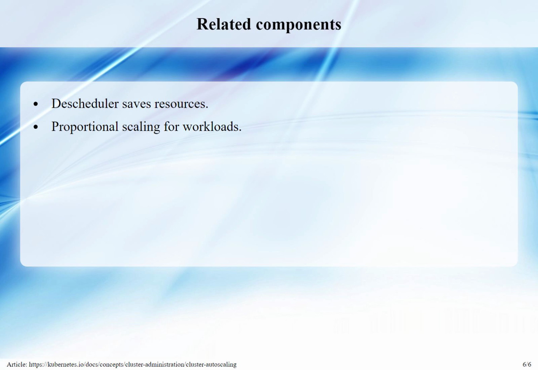Related components. Descheduler optimizes resource use by moving pods to fewer nodes, aiding automatic scale down when there's extra capacity in the cluster. The Cluster Proportional Autoscaler adjusts workload replicas based on cluster size, nodes and cores, ensuring system components like cluster DNS are proportionally scaled.